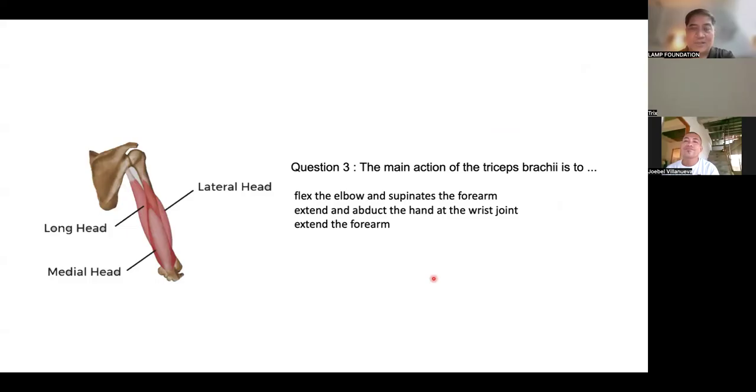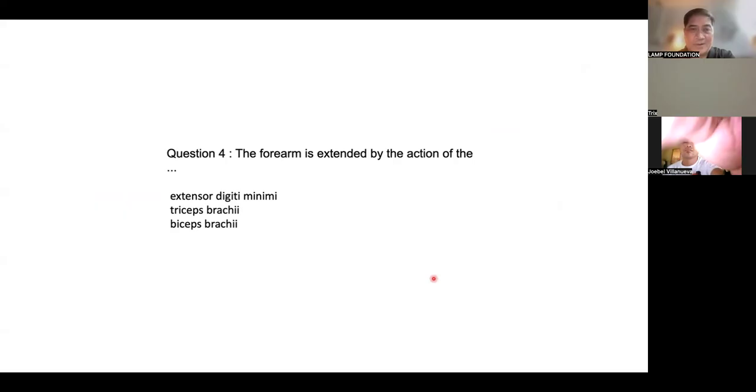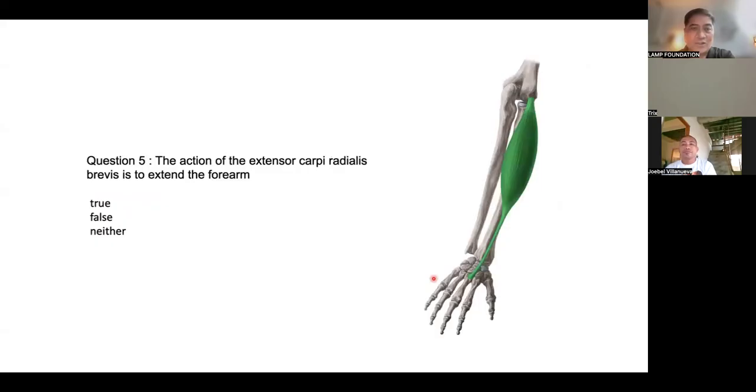The main action of the triceps brachii is to extend the forearm. Okay, again. The forearm is extended by the action of the triceps brachii.